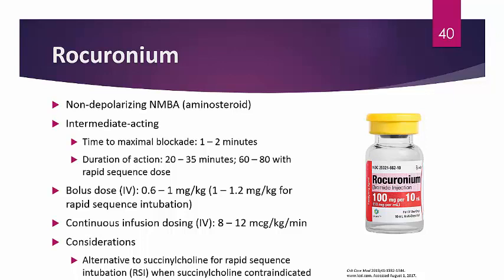It can be used for continuous infusion, though this is not routinely done. Most of its utility comes from the fact that it can be used in rapid sequence intubation, but it is possible that it can be used in continuous infusion as well. Its consideration is that it's an alternative to succinylcholine for rapid sequence intubation when succinylcholine is contraindicated, such as the cases where we had end-stage renal disease, hyperkalemia, increased ICP or IOP, or malignant hyperthermia.